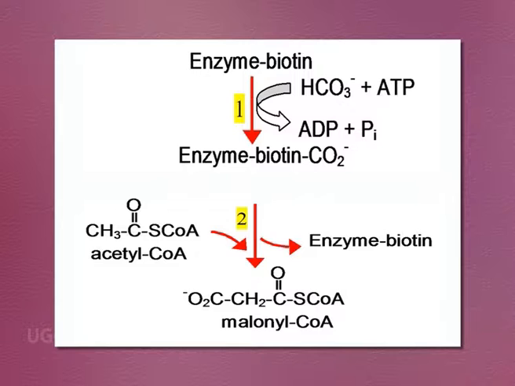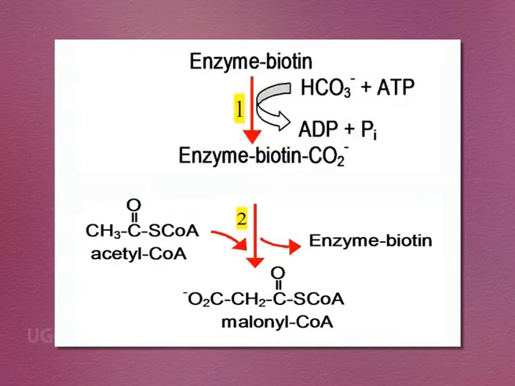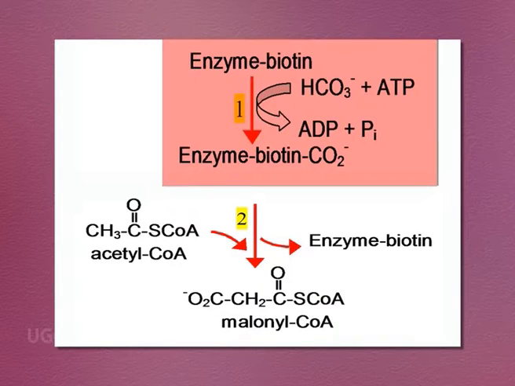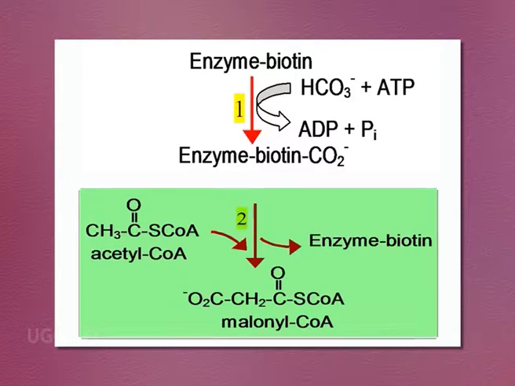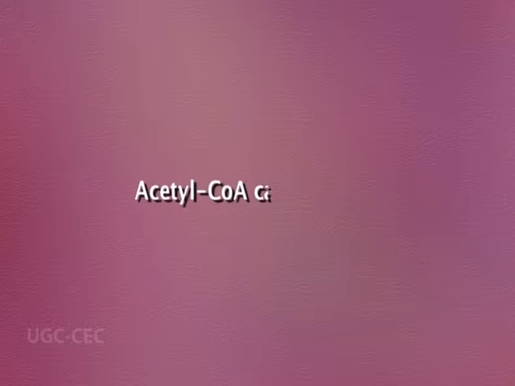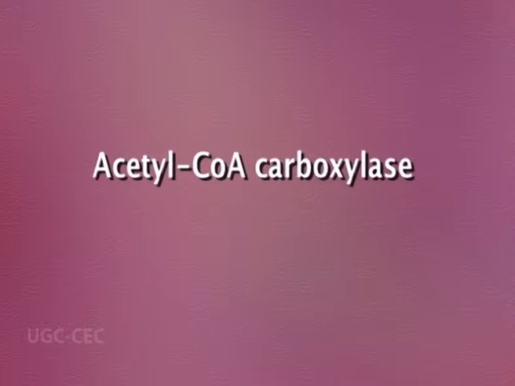This carboxylation of acetyl coenzyme A, or the malonyl coenzyme A synthesis, takes place in 2 steps. First, acetyl coenzyme A is carboxylated to form a carboxybiotin intermediate at the expense of hydrolysis of a molecule of ATP. That means it is an energy requiring step. The activated carbon dioxide group in the carboxybiotin intermediate is then transferred to acetyl coenzyme A to form malonyl coenzyme A. The synthesis of malonyl coenzyme A is catalyzed by the enzyme acetyl coenzyme A carboxylase.